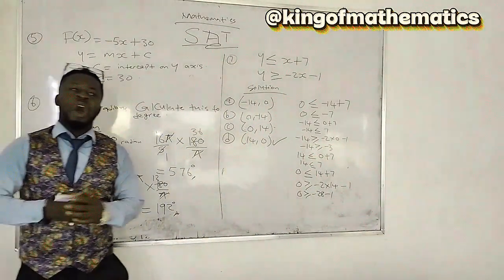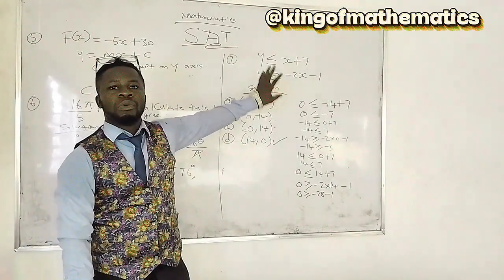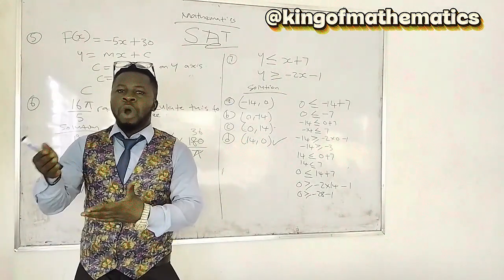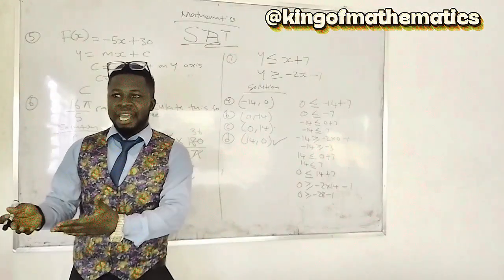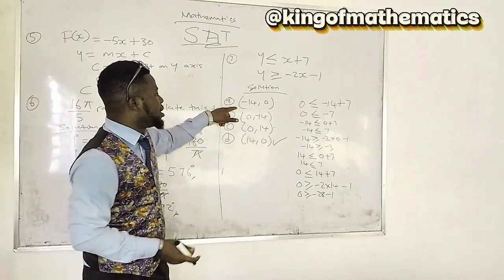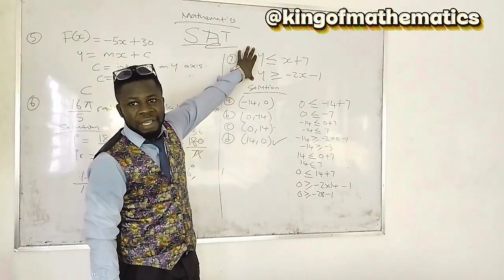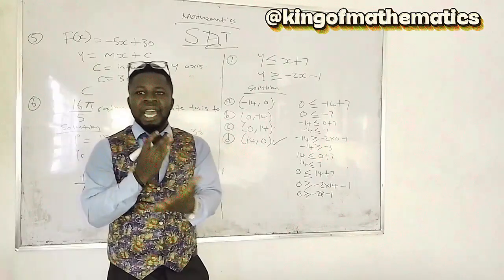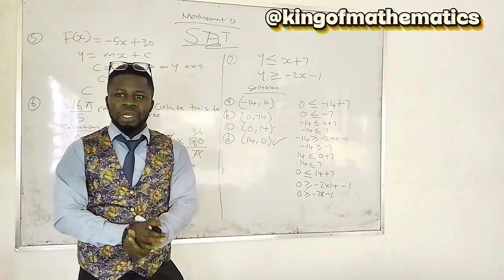It is D. It's not all questions that you have to be working out. There are some that you will have to do what we call trial and error, where you test the options in the equation that you are given. So you will be able to get your answer. Do you understand?